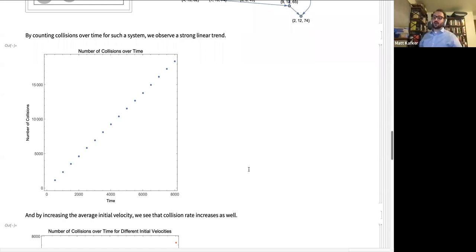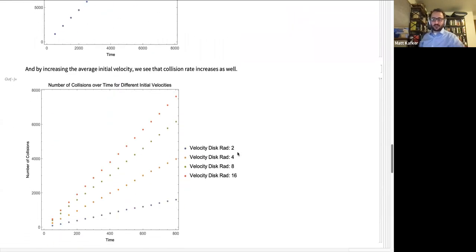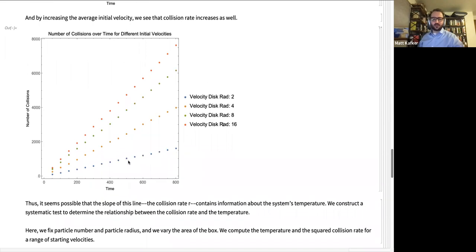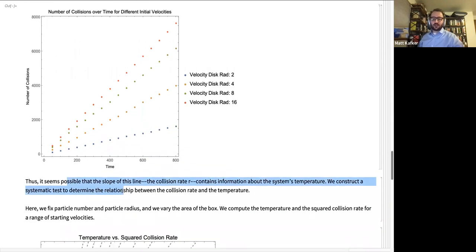So the first test that we did when we were investigating the temperature for the hard spheres, and we were doing it directly from Maxwell-Boltzmann, was: does increasing the speed increase the temperature? So run this test. This is not labeled in the most clear way, but velocity disk essentially means average initial speed. So as we increase the average initial speed here, we see that these slopes, the number of collisions over time, which is to say the collision rate, are also increasing. Okay, so it's at least tracking the trends that we hope to see. So it's possible that the collision rate, which we're going to call R, contains information about the system's temperature.